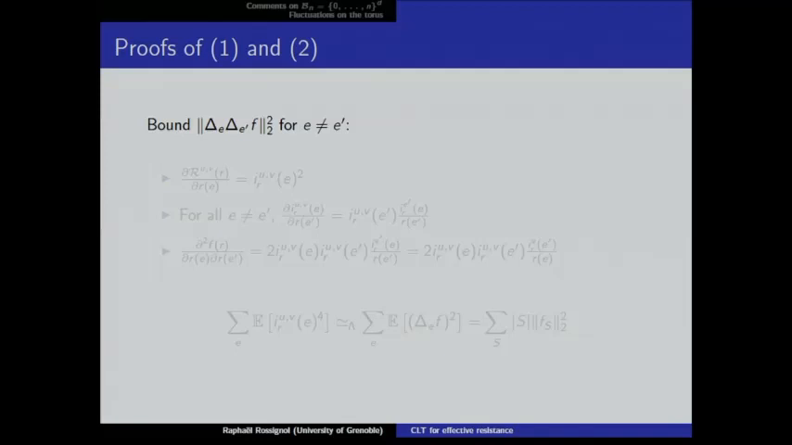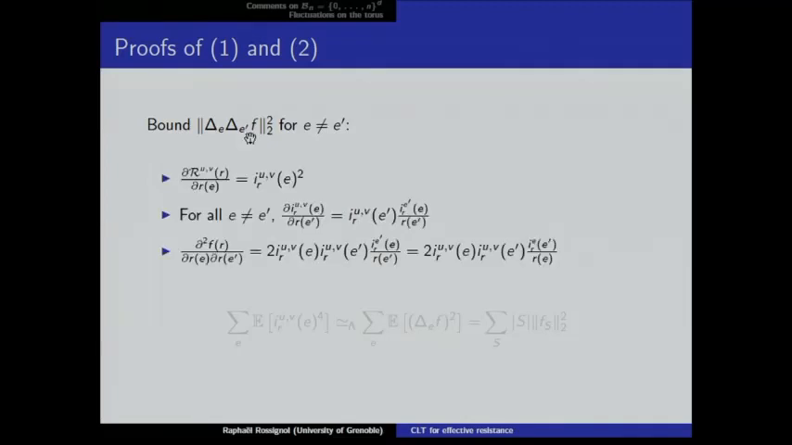We need to bound the L2 norm of delta E prime F squared. So recall that delta E prime is a kind of second partial derivative with respect to R of E, R of E prime. And F is the effective resistance. Let us look at the first derivative. It is easy to see that the partial derivative with respect to R of E equals the value of the optimal flow at E squared.